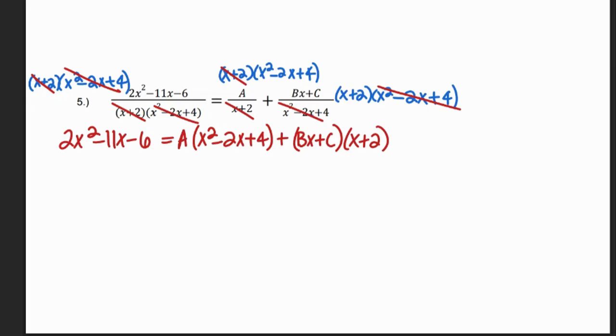All right, so let's try this with the convenient values method. There's going to be one very easy value to use, which would be x equals negative 2. So why is that helpful? Well, if we plug in negative 2 here, that gives us 0.